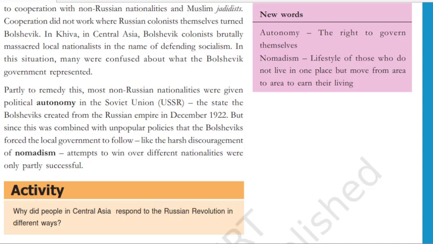Partly to remedy this, most non-Russian nationalities were given political autonomy in the Soviet Union, USSR, the state the Bolsheviks created from the Russian Empire in December 1922. But since this was combined with unpopular policies that the Bolsheviks forced the local government to follow, like the harsh discouragement of nomadism, attempts to win over different nationalities were only partly successful.